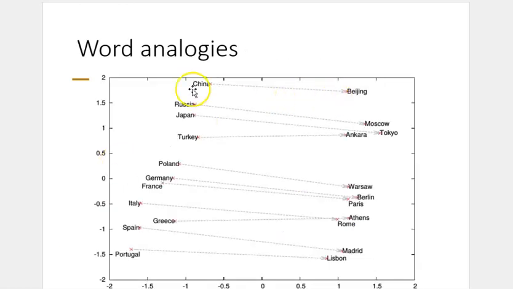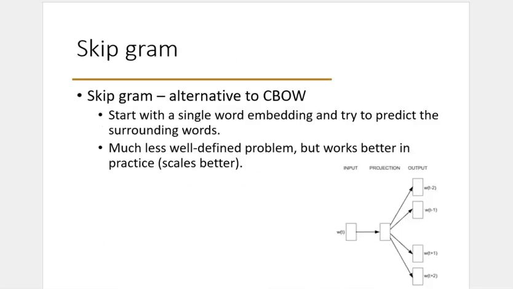For example, here you can see the word analogies. Again, each city corresponds to a specific capital of a specific country. So Lisbon to Portugal, Madrid to Spain, and so on. You can see that the vectors are almost parallel and almost the same length between these pairs of words.